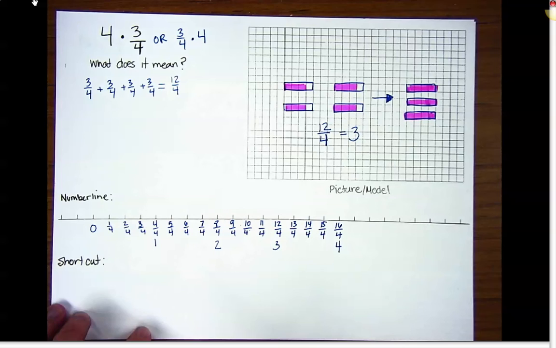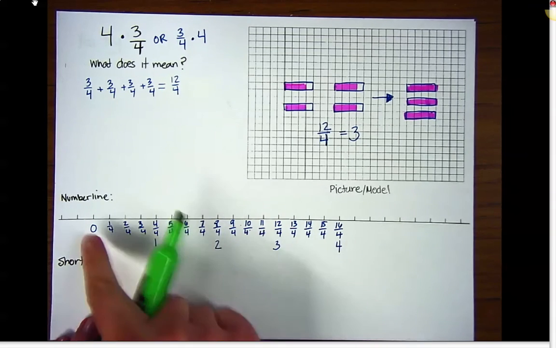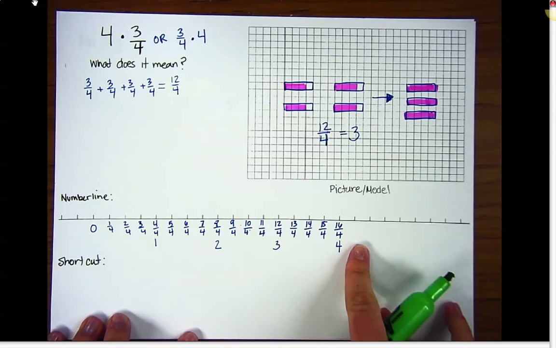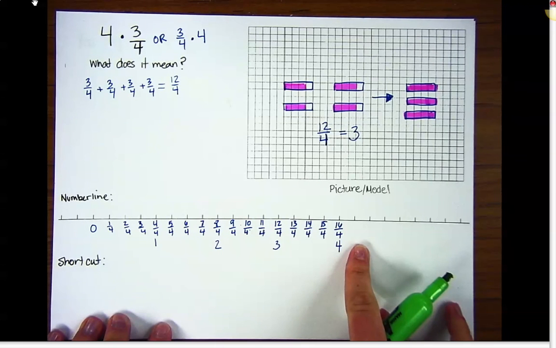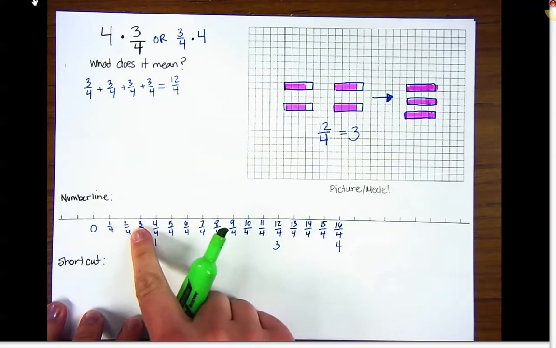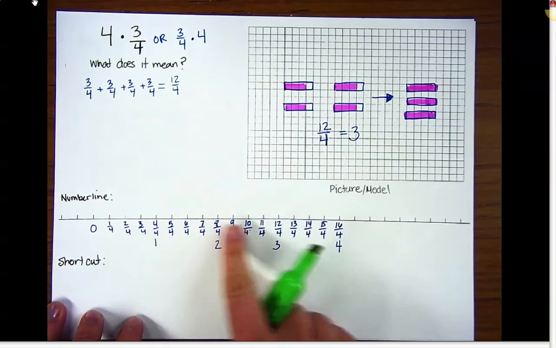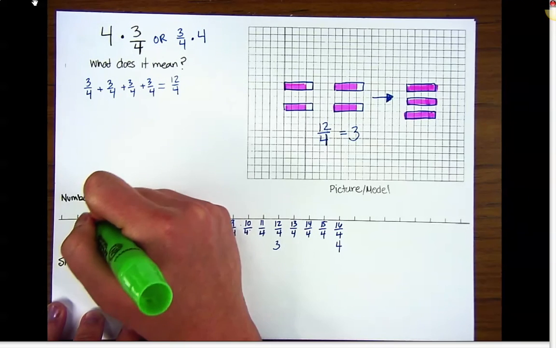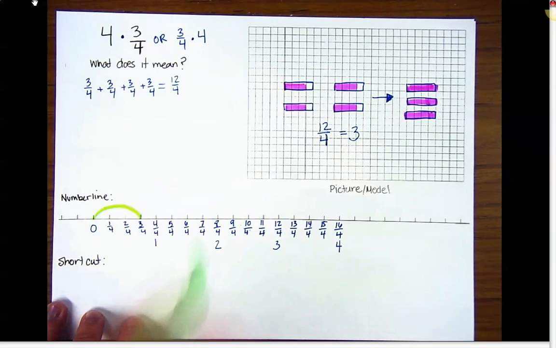So now I'm going to show on my number line the hops. So I'm going to go 1/4. I'm going to go 3/4 4 times. So I can actually kind of count by threes. 3, 6, 9, 12. So 0 to 3/4 is 1 hop.